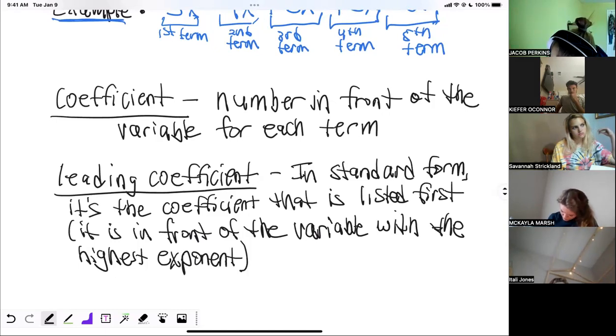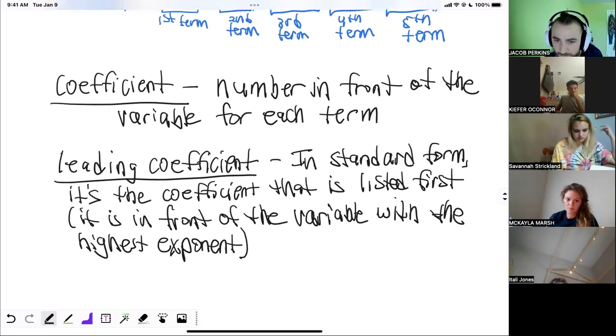Just like standard form is highest exponent to lowest exponent. So if you put it in standard form, the very first coefficient, the very first number you see that's attached to the highest exponent is your leading coefficient. And I'm going to do an example for these 3 too in a second. I have one more thing to talk about, constant.